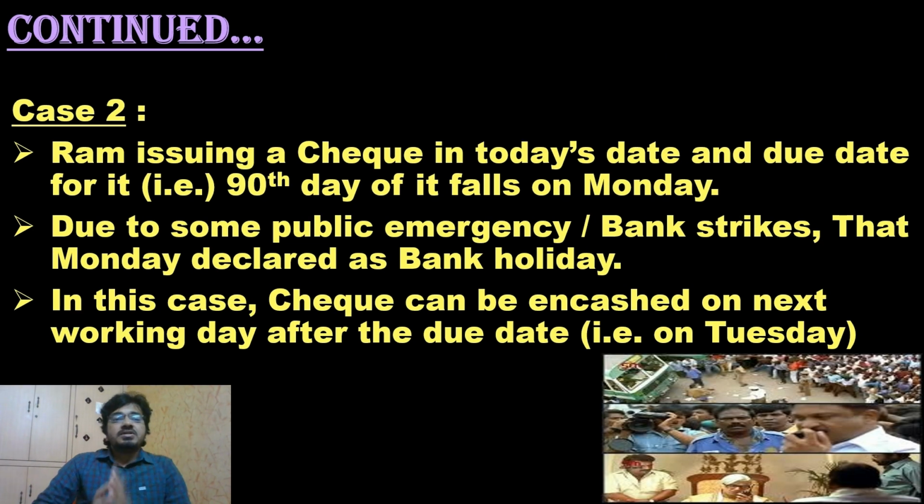Suppose case two. Here the same person Ram is issuing a check on today's date, but the due date falls on a working day, Monday. But due to some public emergency or any chaos like this happening in your city, the government declares a holiday for all the institutions, for all the financial institutions. In that case, even though it is a Monday, it becomes a declared holiday. So in that case, the check can be encashed on the next working day after the due date, which means on the next day of Monday, that is Tuesday.